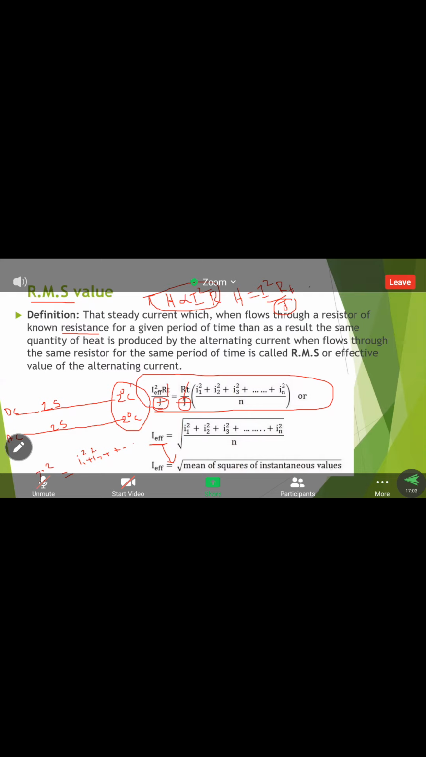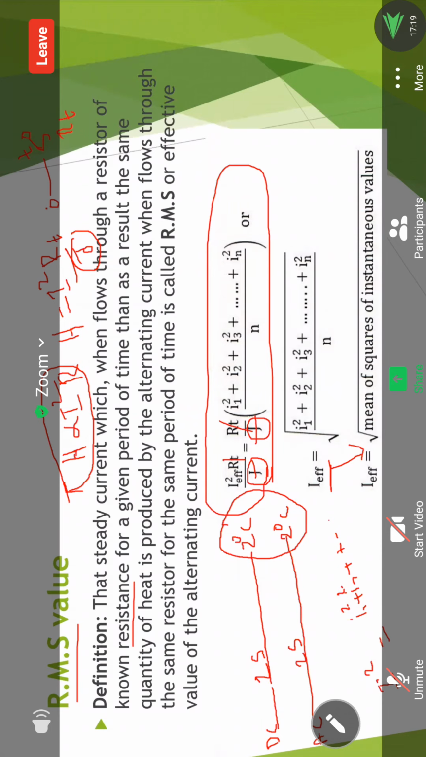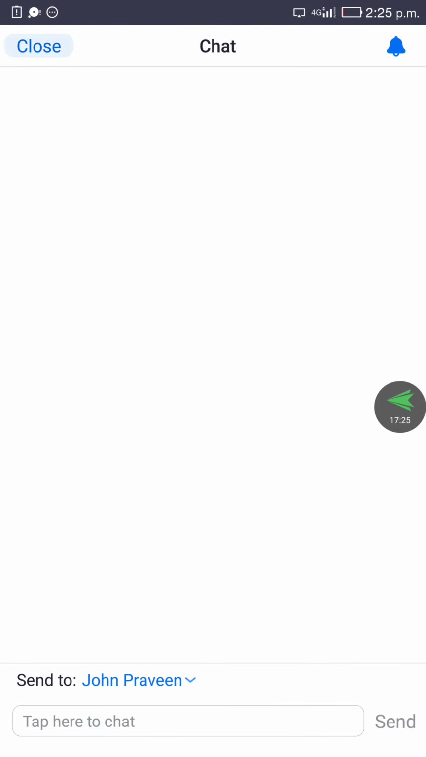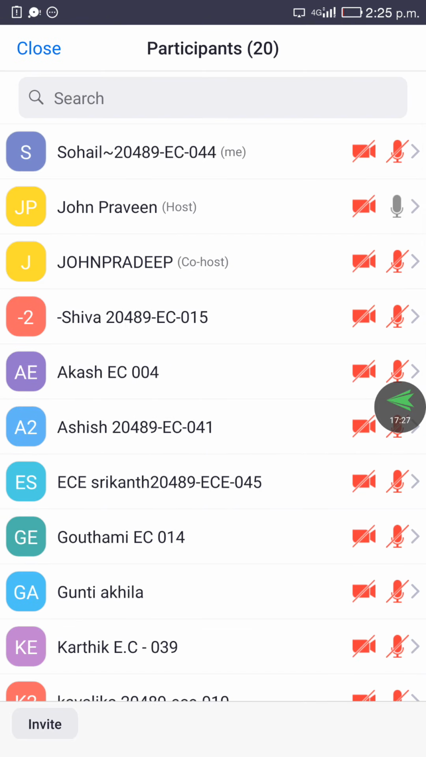Initially it can be 0 degrees. For example, it increases to 5 degrees. So it is T. At T equal to 5 degrees centigrade, what is the resistance offered? That we are assuming as RT. Whenever the temperature is 0 degrees, at T equal to 0 degrees, the resistance offered we are assuming as R0. Are you clear?